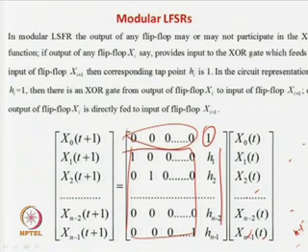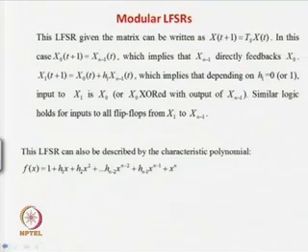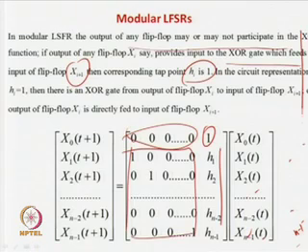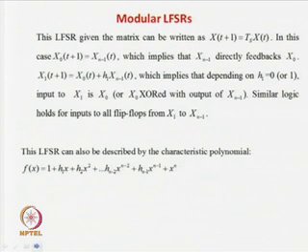So, whatever I told you is written here in text. In modular LFSR, the output of any flip flop may or may not participate in the XOR function. So, if the output of any flip flop xi provides input to the XOR gate with the feedback, then the corresponding h is 1, else it is a 0. So, that is what we have discussed, that the output of one flip flop will control the output of another flip flop, but if you also want it to depend on the feedback of the x n minus 1 flip flop, then the corresponding h should be 1. So, that is what is written over here.